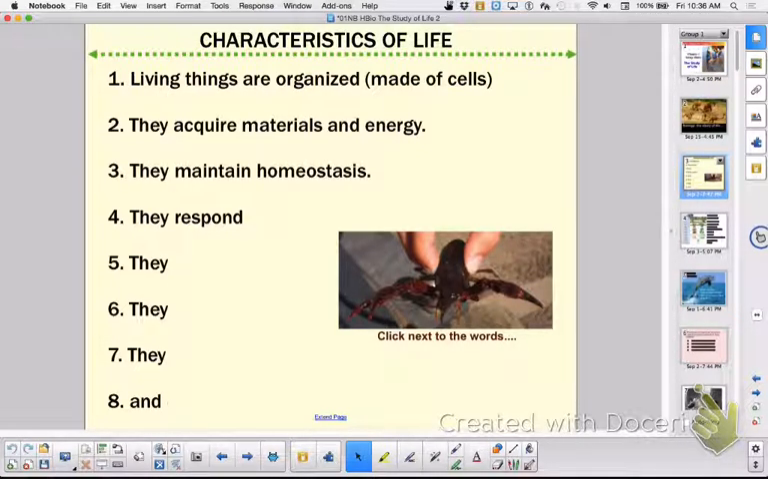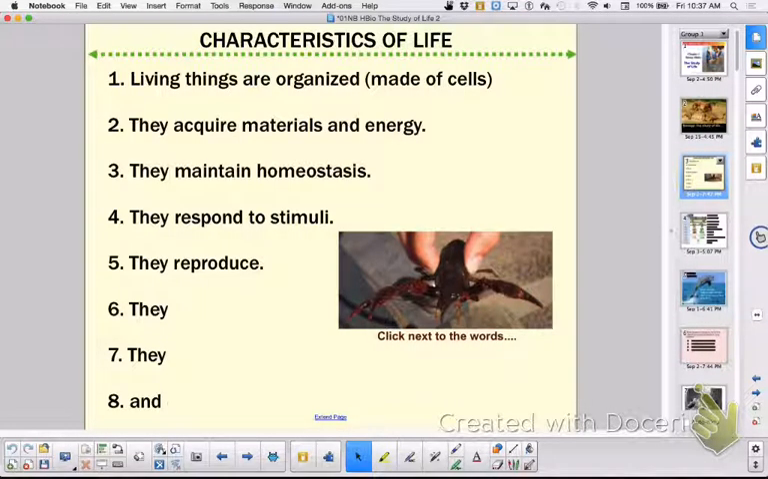They respond to stimuli. You have already had a whole chapter on responding to stimuli. What was the chapter title? It started with a B. Behavior. You've already studied all behavior, and that's just about this, responding to stimuli. However, some of that stimuli might lead to the next characteristic of life.